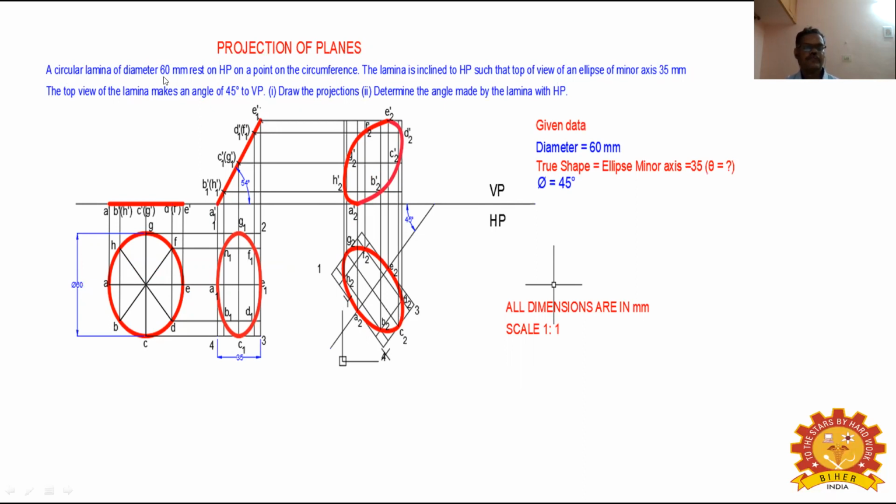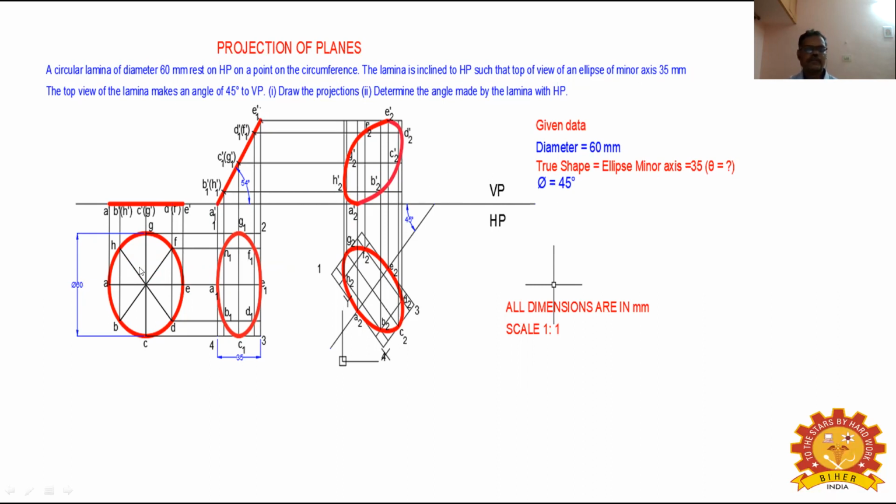A circular lamina of diameter 60 mm rests on HP on a point on the circumference. The lamina is inclined to HP such that the top view is an ellipse of minor axis 35 mm. The top of the lamina makes 45 degrees to VP. Draw its projections. Determine the angle made by the lamina with HP.